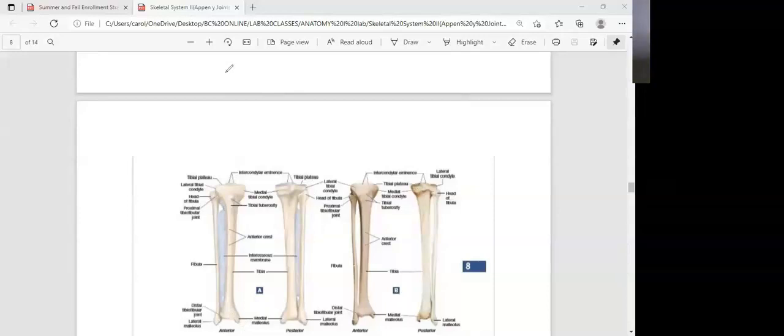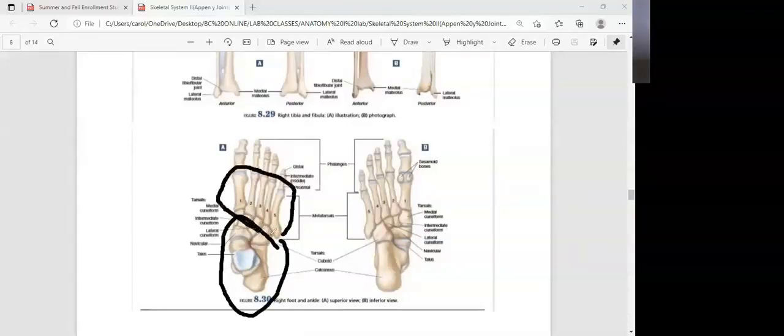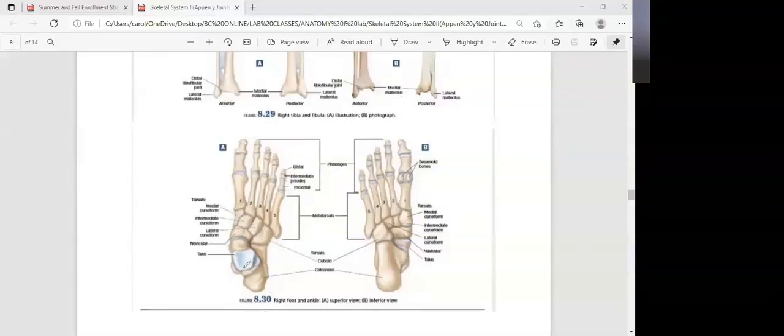These malleoli are going to be necessary so we can articulate these bones with the bones that we have in our foot. These bones right here are going to be the tarsals, the ones forming most of your foot. That's going to be the metatarsals, and then we will have the phalanges right here. This bone that articulates with the tibia and the fibula is going to be the talus. This one right here is going to be your calcaneus.